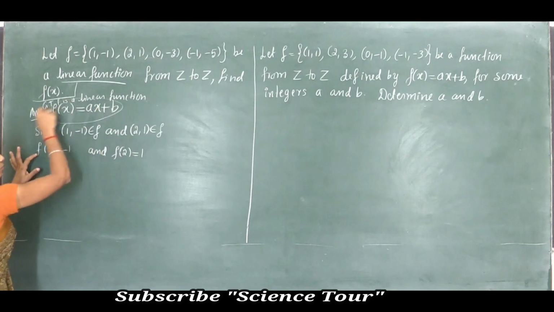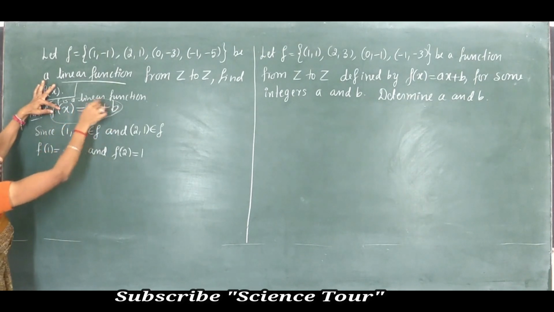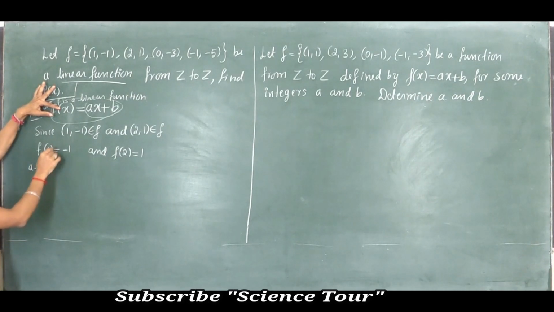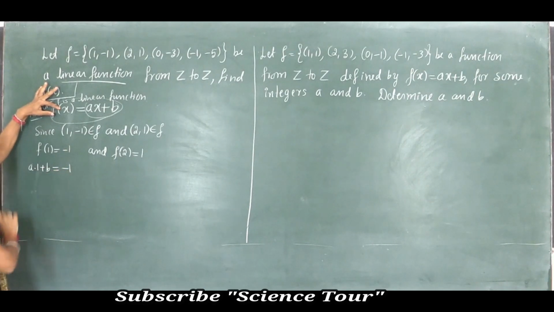According to this f of x, in x's place you have to replace by 1, so then you will get what is f of 1, and that f of 1 you have to write on the left side here. Okay, a into x place 1 plus b. This is the f of 1 obtained from this, and that is equal to minus 1. This one you have to carry.